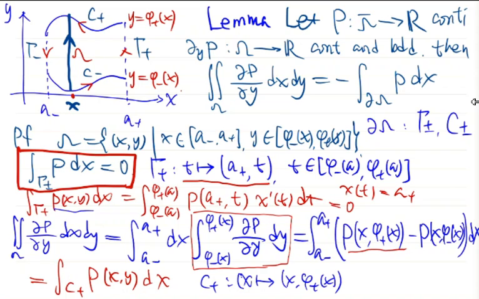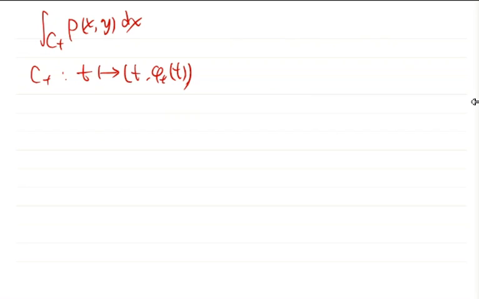Let's see, it has a minus sign here. I have no space to write on this page. Maybe I should go to the next page. Okay, I go to the next page. So we should compute the integral over C plus of p(x,y) dx. We take the parametrization of C plus, that is t to (t, phi plus t), where t goes from a minus to a plus.